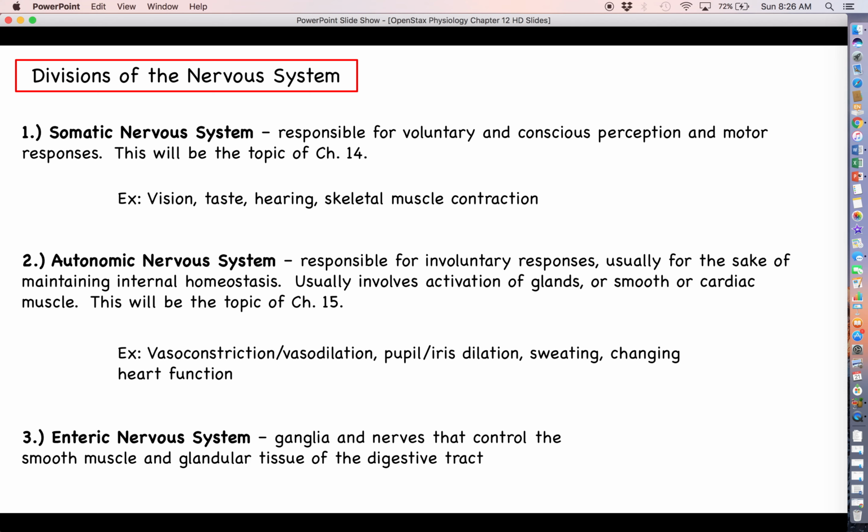Something that we probably won't get to talk about is the enteric nervous system. What the heck is the enteric nervous system? This is an interesting part of the nervous system that almost exists outside of both the central and the peripheral nervous system. It's almost like a nervous system in and of itself. These are ganglia and nerves that help to control the smooth muscle and glandular tissue of the digestive tract.